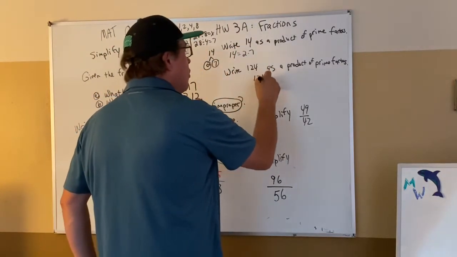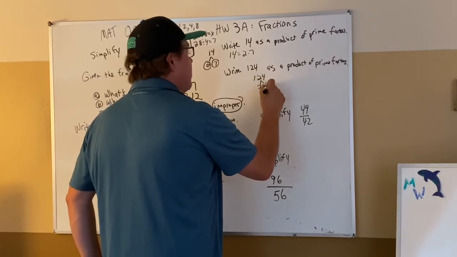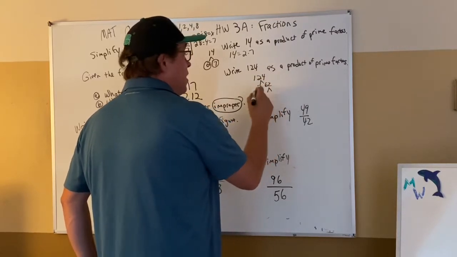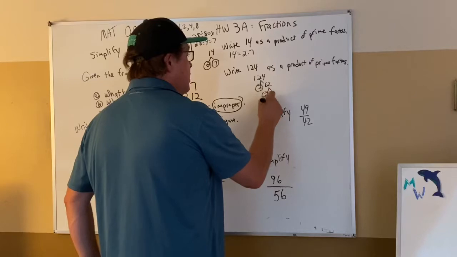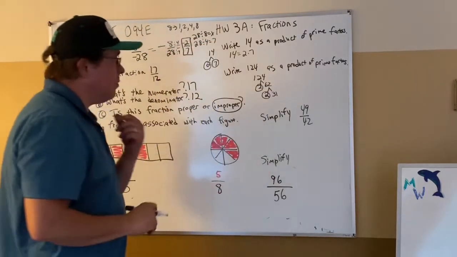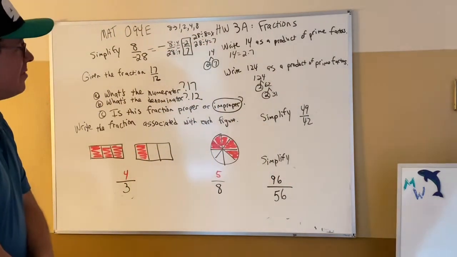124, a little bit more work. When you divide by 2, you come out of here with 62. 62 has another 2 in it, so I will divide by 2 again, which puts me at 31. And 31 makes me wonder, is there something that divides into 31?